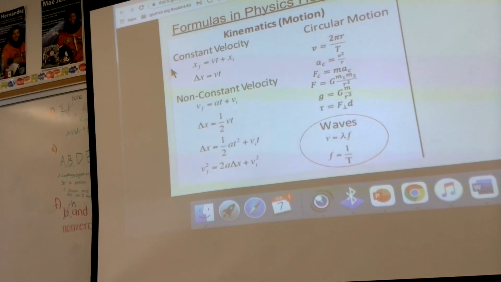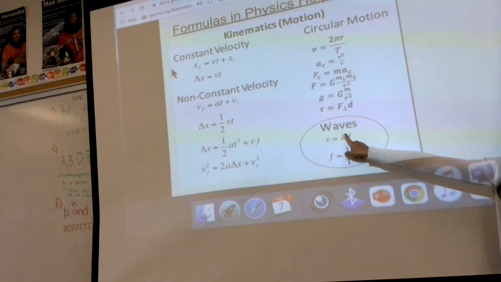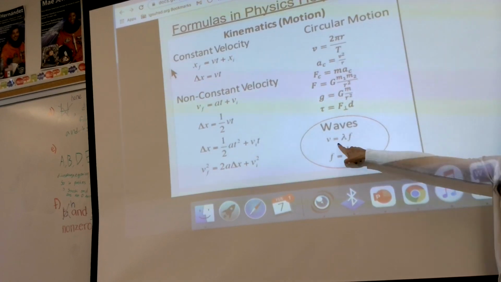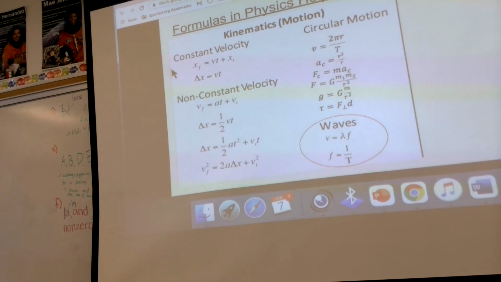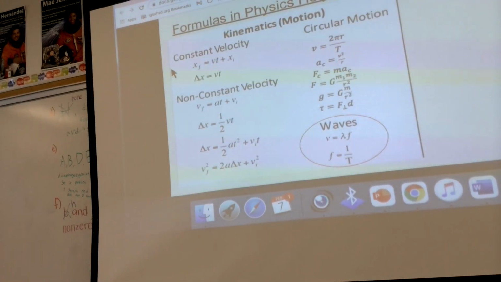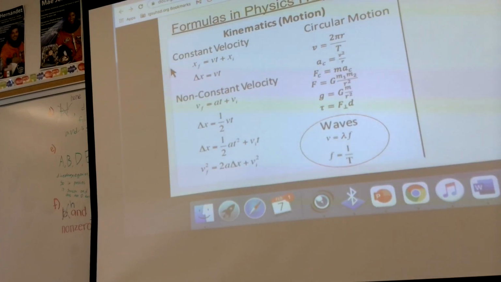My last slide here is the 2 equations we're going to use for waves. Notice how they're super simple. We do have some new variables. This is called lambda. That's the symbol we use for wavelength. It's an upside down kind of Y looking Greek letter. Other than that, it's all variables we've used before.